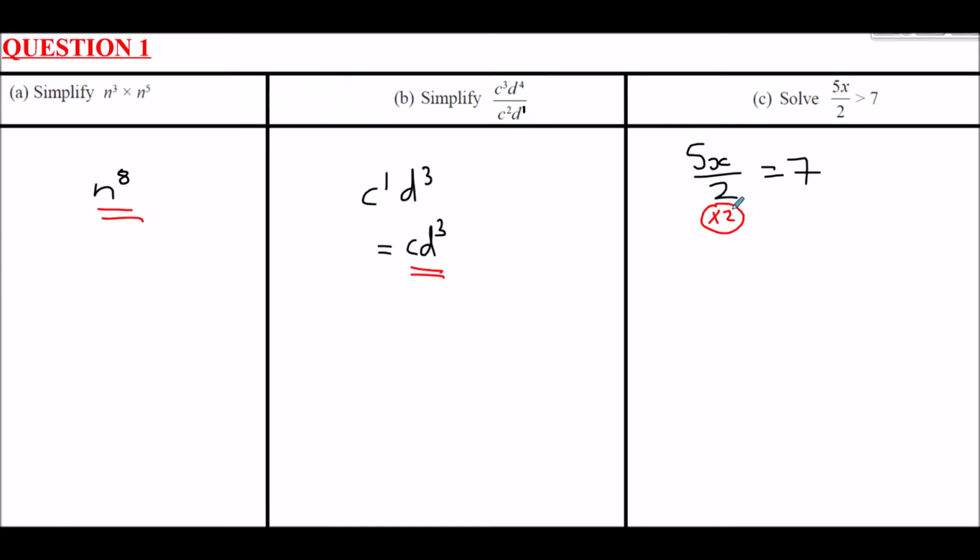But if we perform this operation on the left-hand side, we need to perform the same operation on the right-hand side. So we must do 7 multiplied by 2, which should give us 14. So the next line is 5x equals 14. Then to get x on its own, to go from 5x down to x, we'd have to divide by 5. But once again, if we divide one side by 5, we need to do exactly the same thing to the other side. So then we'd have x equals 14 over 5, and that would be a perfectly valid answer.